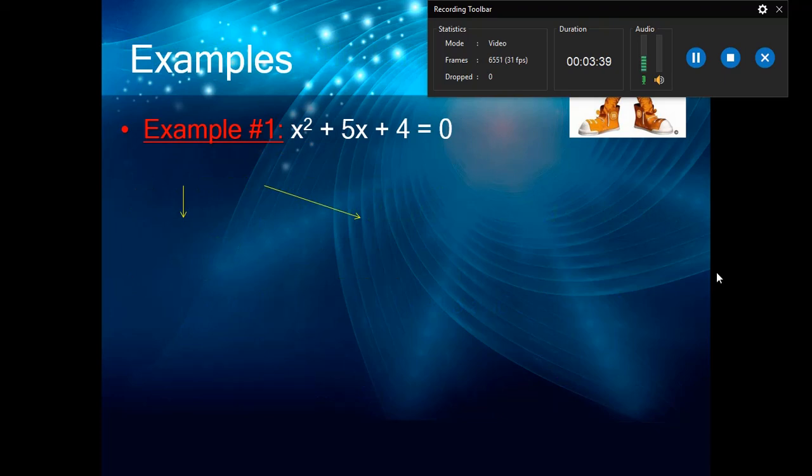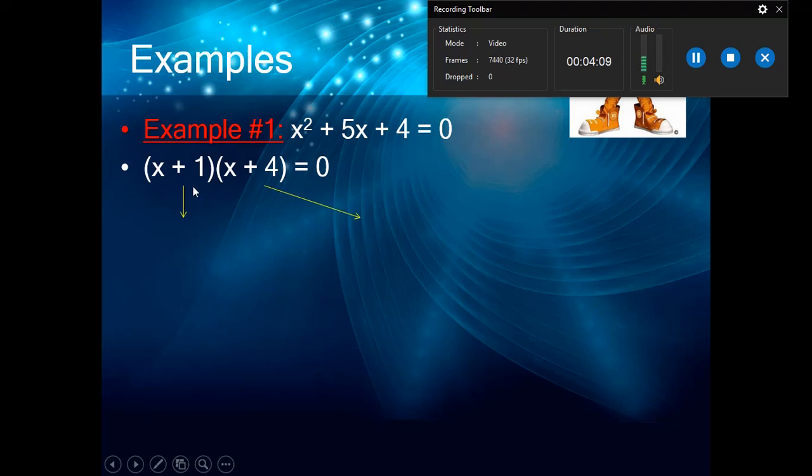So for example, number 1, I don't see a greatest common factor that can be removed. So what I'll do is I will look at the 4, and I know that the factors are 1 and 4 and 2 and 2. There's only a small number of correct factors, so I'm not going to list them, but I know that 1 and 4 will add up to 5. So I'm going to break those into two binomials, x plus 1 and x plus 4. Now we have them set equal to 0.